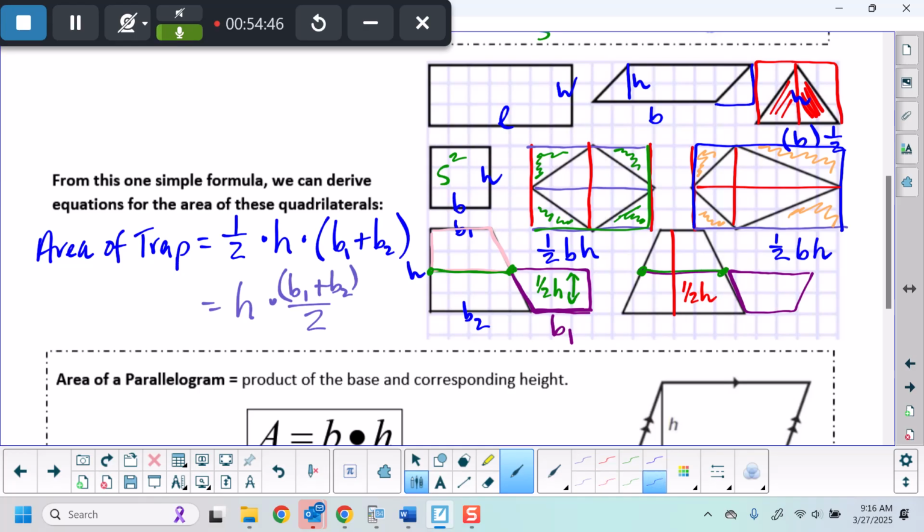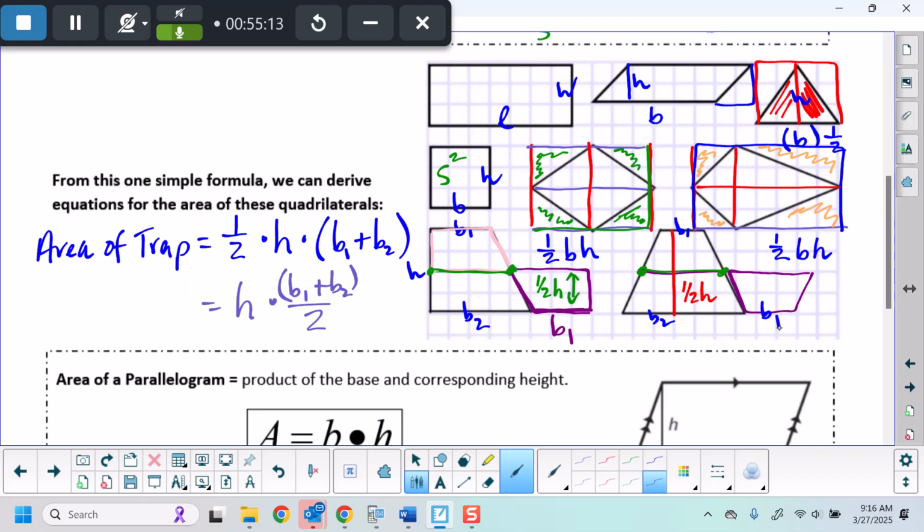And if this is base 1 and this is base 2, half of the height times the sum of the bases. Draw any trapezoid you want on that grid, and you can chop off the top of it, flip it around, and it can make a parallelogram, or it can make a rectangle with that half of the height times the sum of the bases.